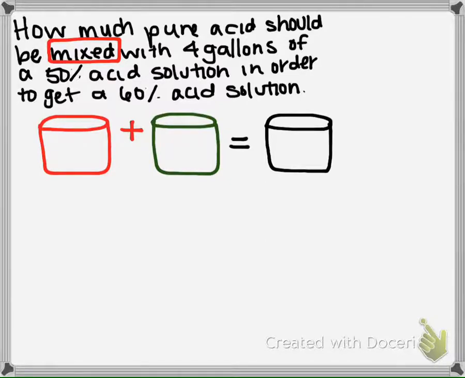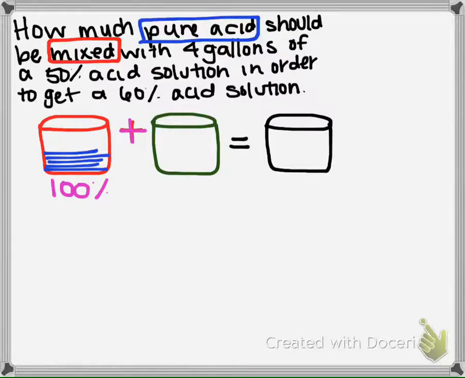So it says, how much pure acid? If something is pure acid, that means that the liquid that's in this container here is purely acid. It's 100% comprised of acid. And it's going to be mixed with 4 gallons of a 50% acid solution.